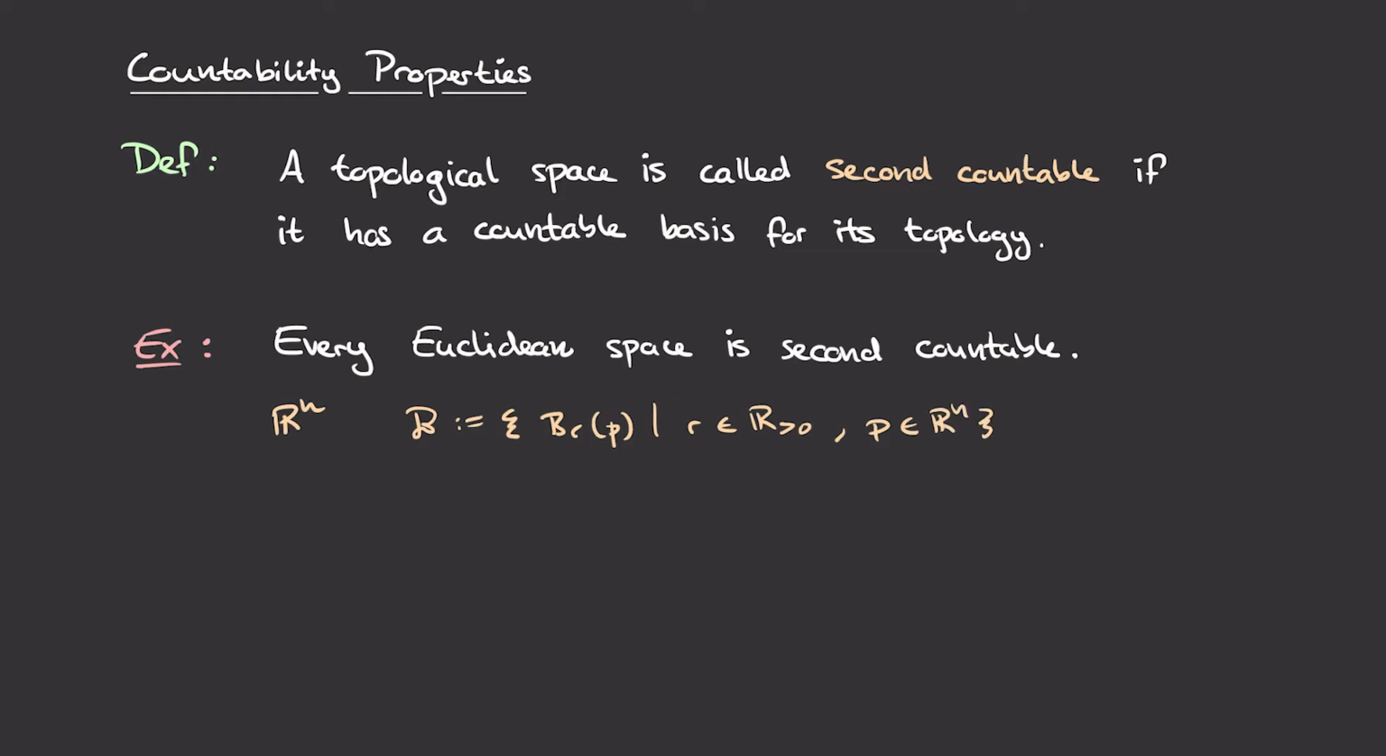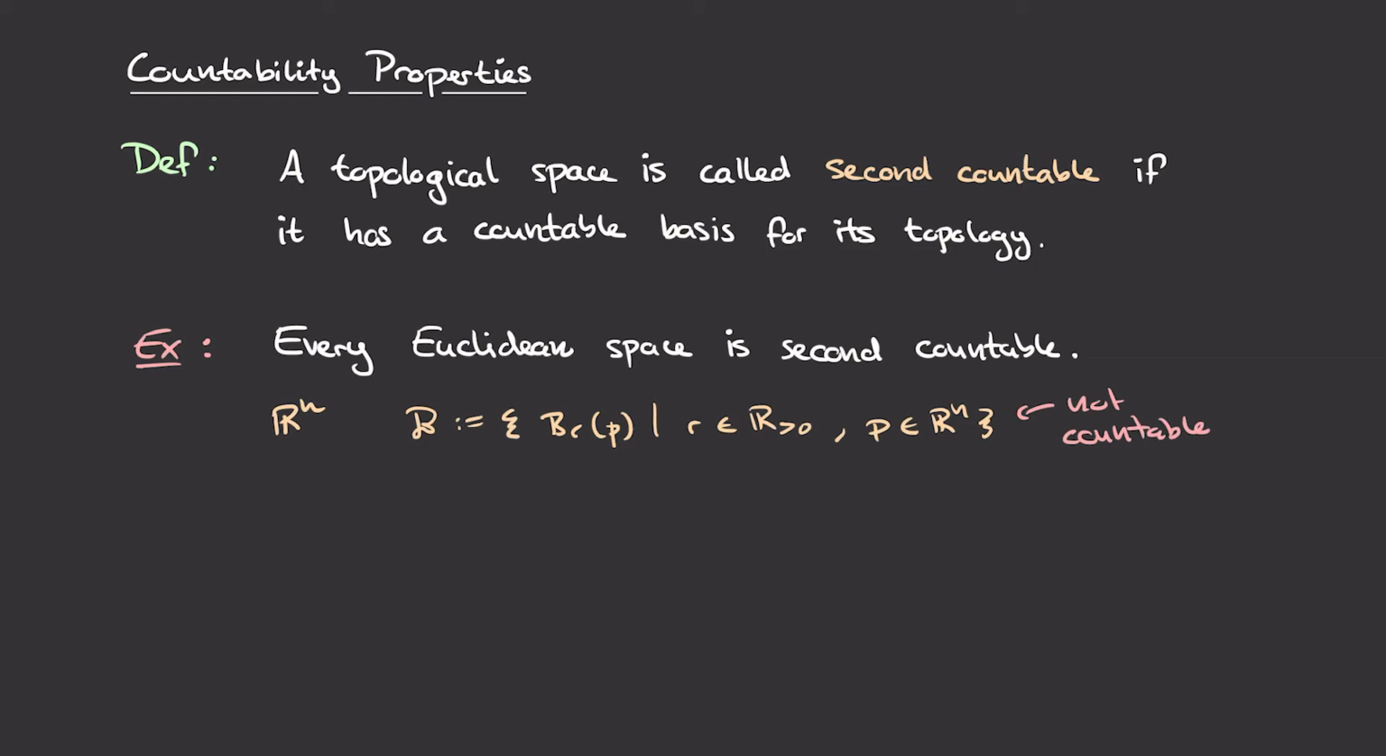We saw last time that this collection curly B forms a basis for the topology on Euclidean space, which means that every element in the collection is an open set of Euclidean space R^n, and also that any arbitrary open set in R^n can be written as the union of basis elements. However, this basis, curly B, is not countable.